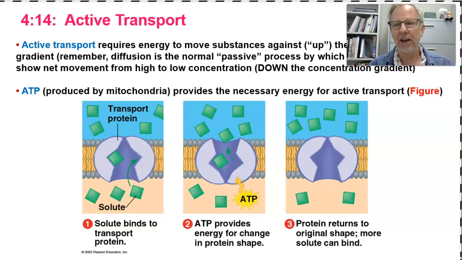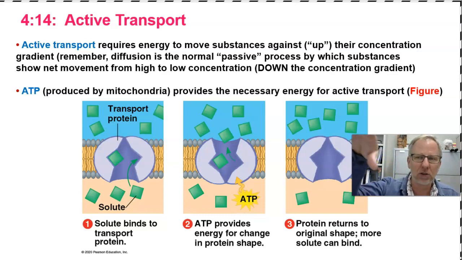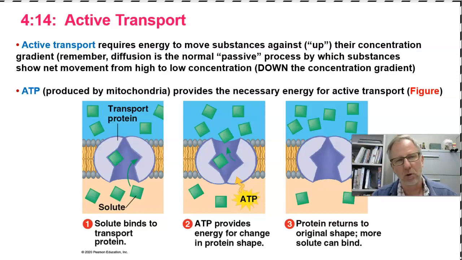Okay, we're now on the last section of chapter 4, active transport. Active transport. You need to know what it means. Definition. Active transport is sort of the opposite of passive transport. Remember, passive transport means something is moving without the input of any extra energy. Like a ball rolling down a hill, that's passive transport. Or your bicycle rolling downhill, that's passive transport.